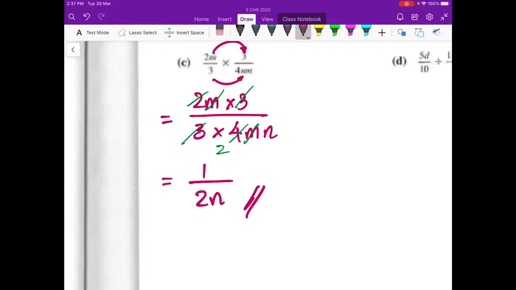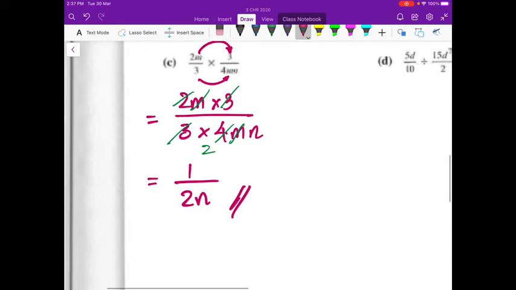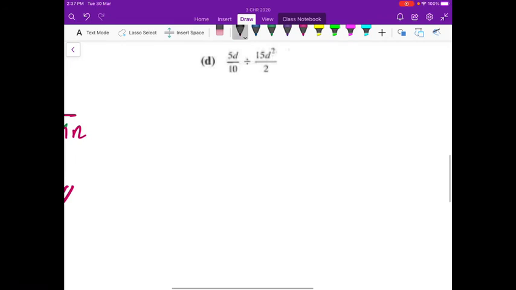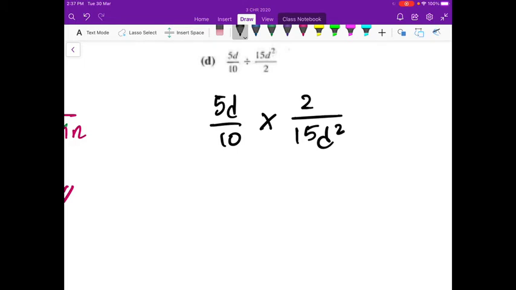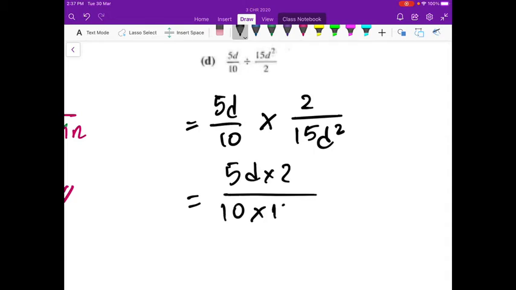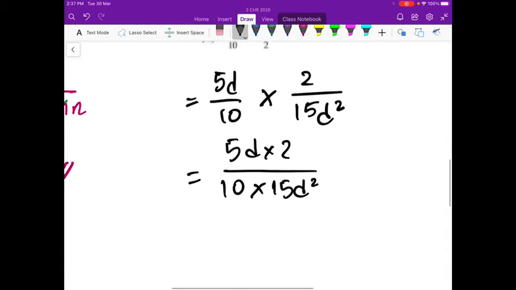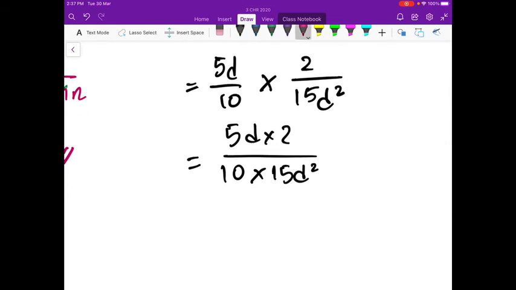Divide. Keep, change, flip. Numerator times numerator. Denominator times denominator. 1 over 2. Anything to cancel? 15 and 5, so this becomes 3. D and D. 10 and 2, 5. So we're left with 1 over 15.